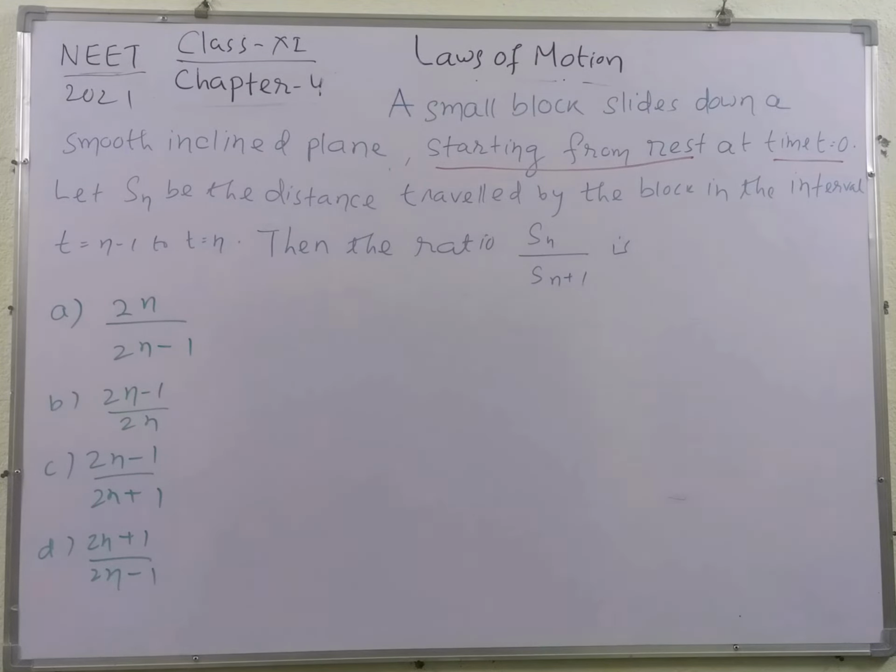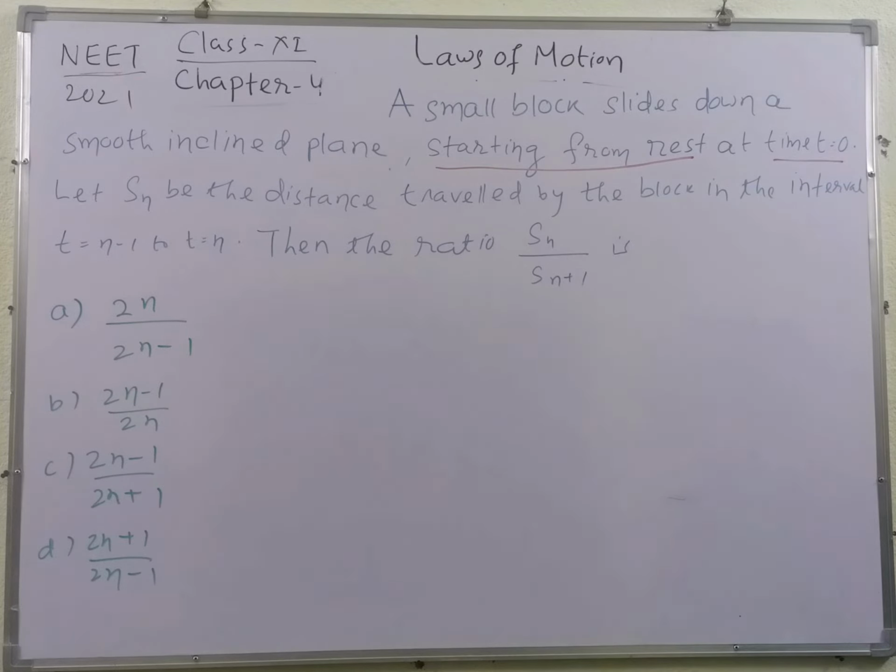Students, this question was asked in the year 2021 in NEET exam from chapter 4 of class 11, that is from the chapter of laws of motion. A small block slides down a smooth inclined plane starting from rest at time t is equal to 0. Let Sn be the distance traveled by the block in the interval t is equal to n minus 1 to t is equal to n. Then the ratio Sn by Sn plus 1 is how much we have to find out, students.